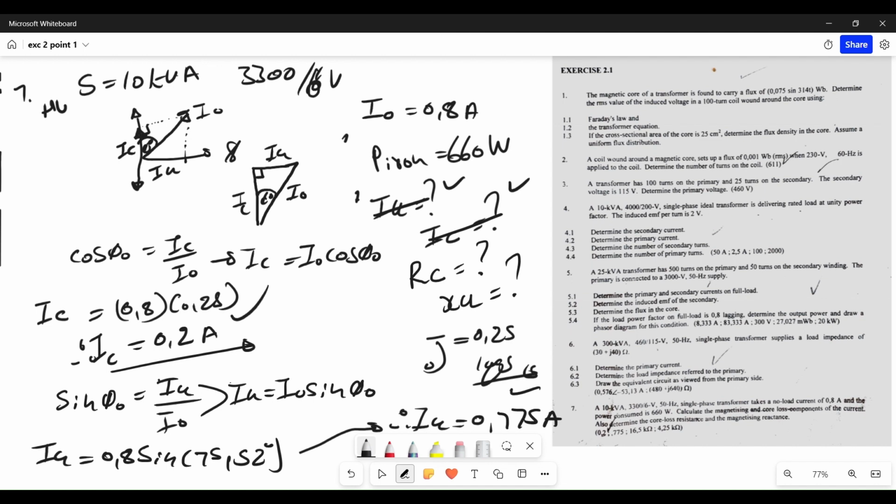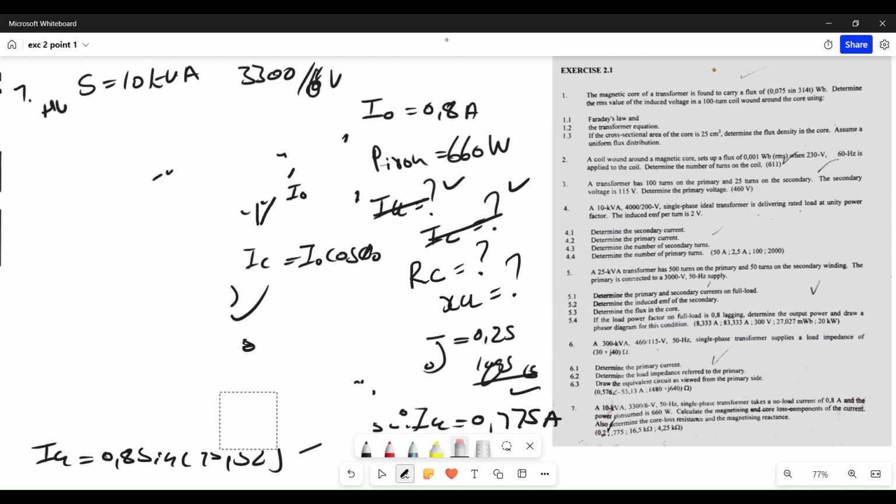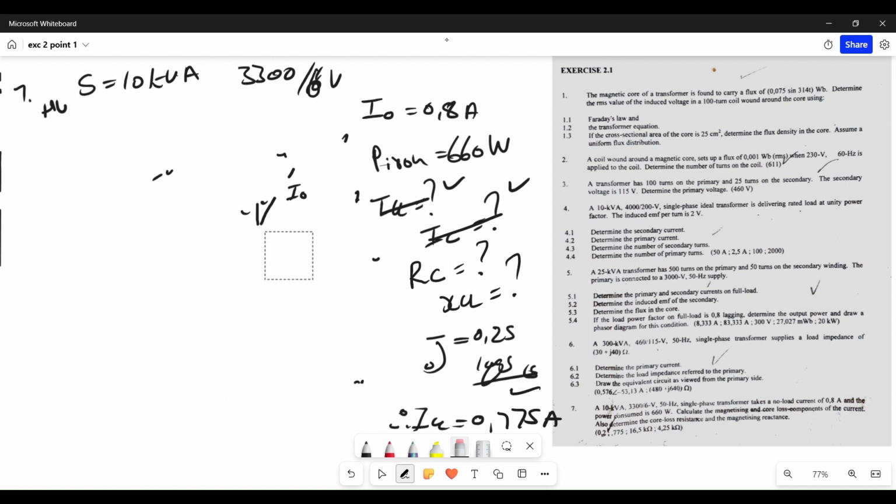These are the two currents that we found. So what do we need now? We need RC and we need XU. So now I'm going to erase that. I hope you saw how I answered that. You can pause the video if you didn't understand.